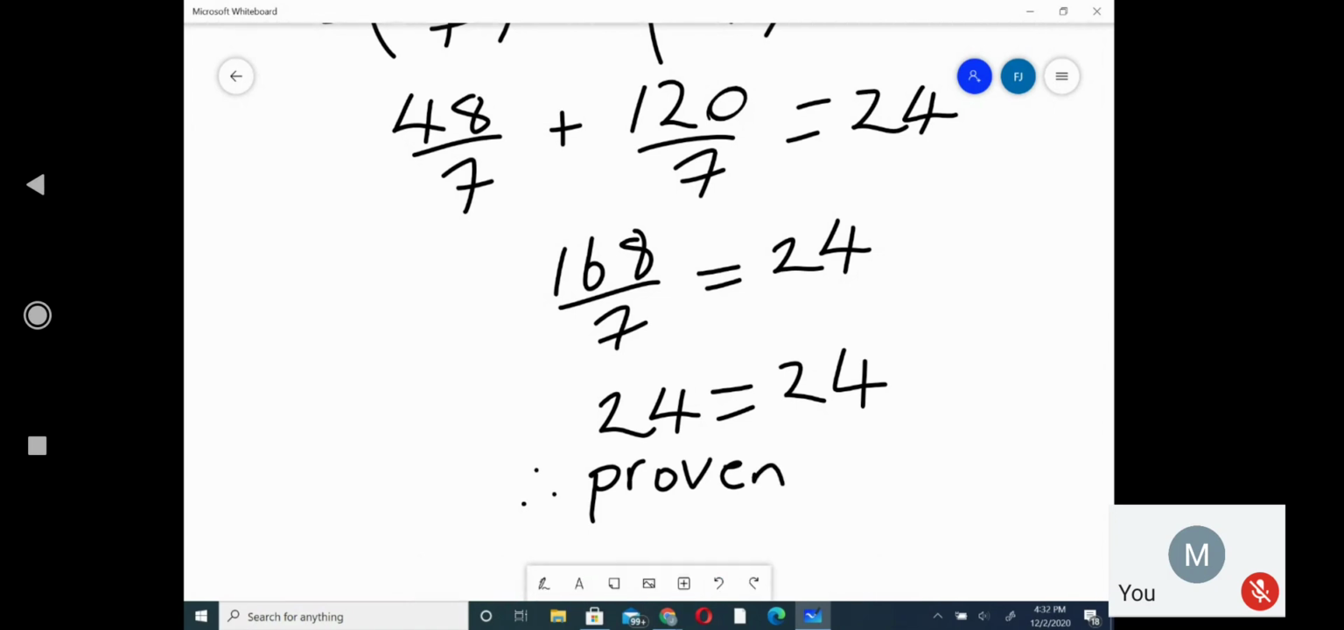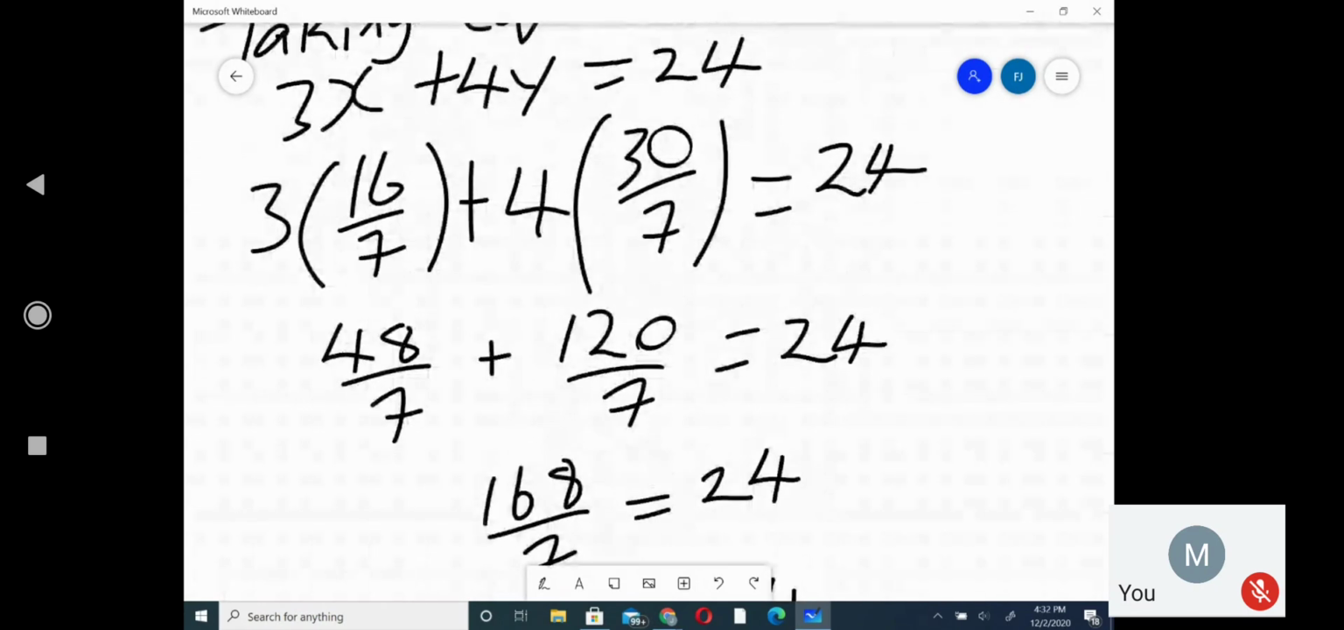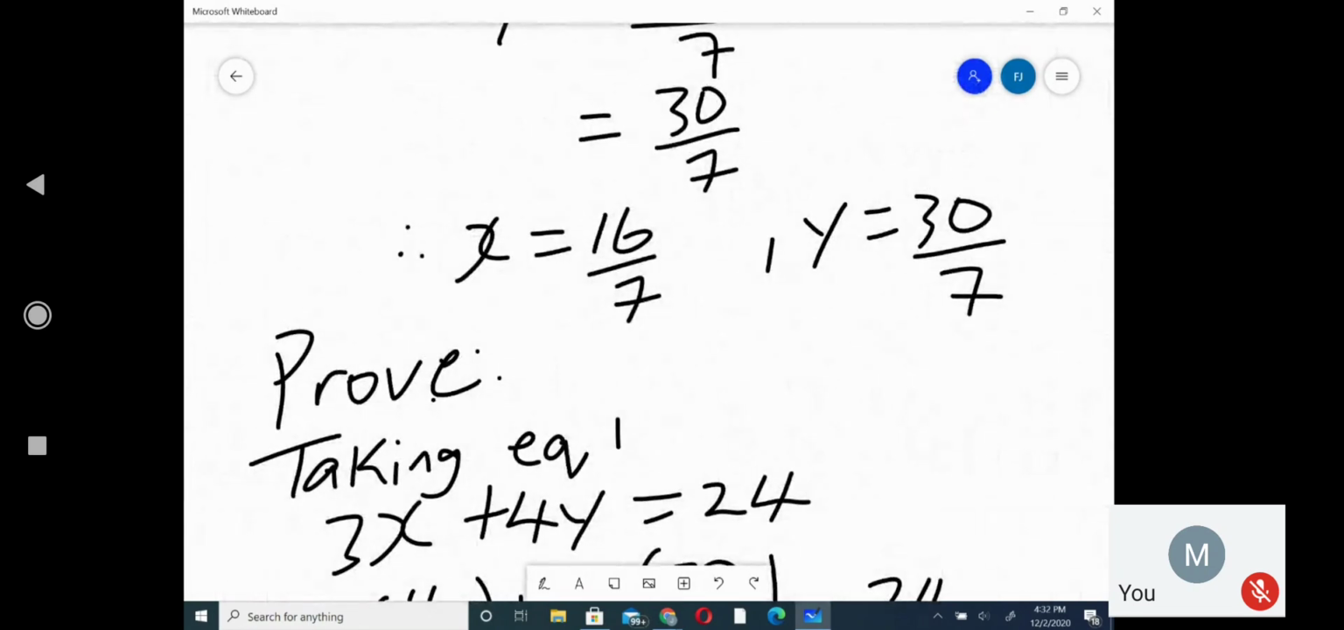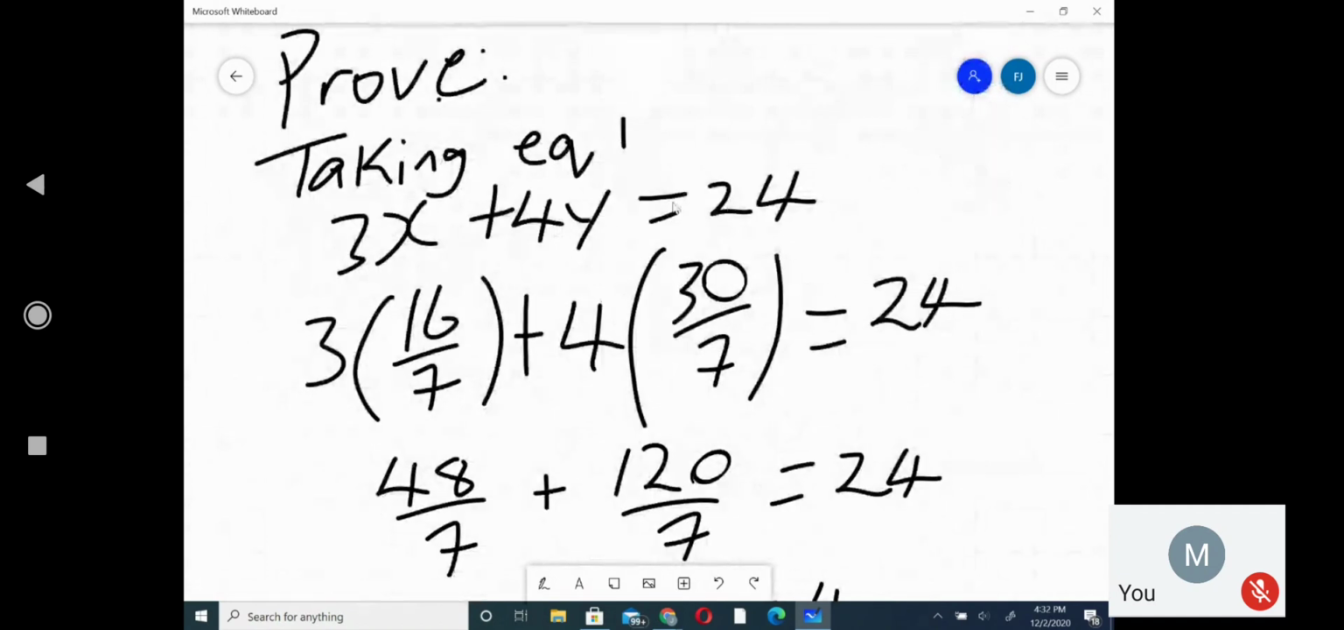After we got 30 over 7, we wrote back the values for x and y side by side. So we said, therefore, x equals 16 over 7, which we found from the last class, and y equals 30 over 7. Now, we said that to prove our solutions to the equation, we can take any of the two equations. We chose equation 1, and we will substitute the values for x and y into that same equation.